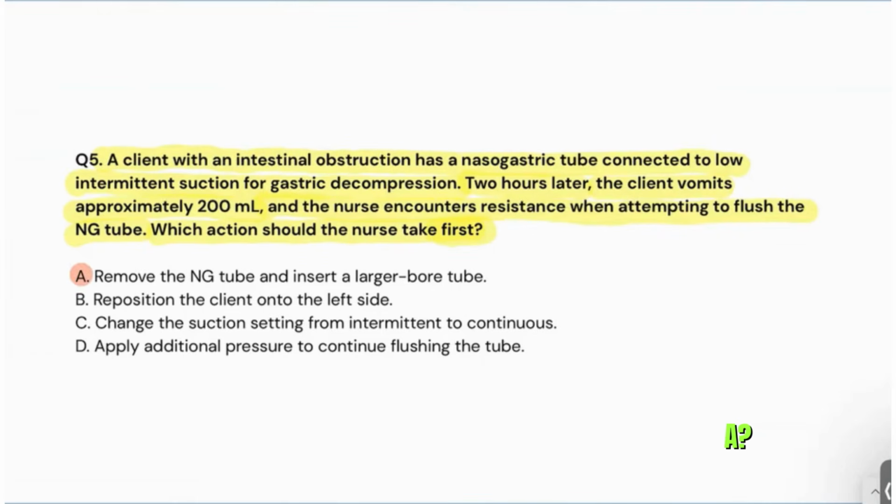Is it going to be letter A, remove the NG tube and insert a larger bore tube? Letter B, reposition the client onto the left side. Letter C, change the suction setting from intermittent to continuous. Or letter D, apply additional pressure to continue flushing the tube. Pause the video.